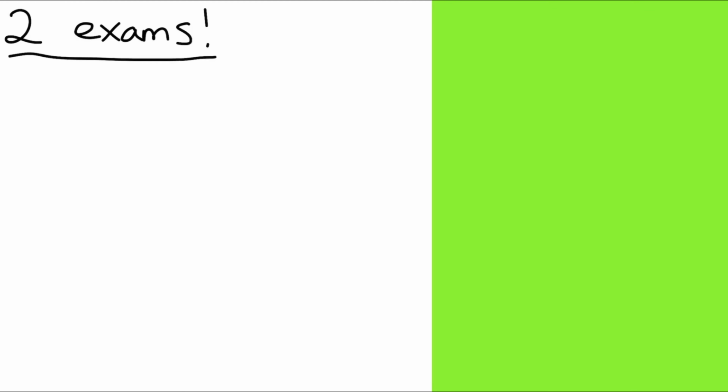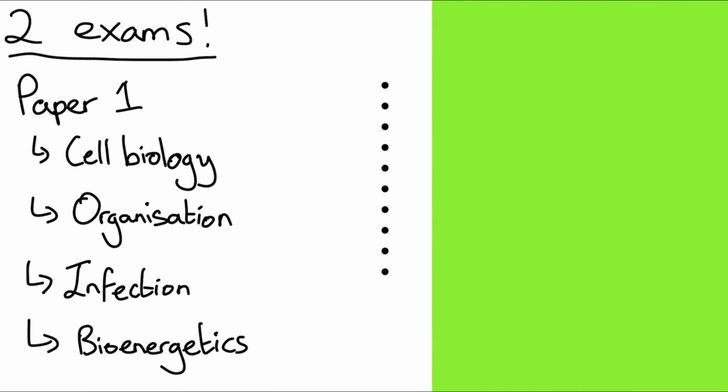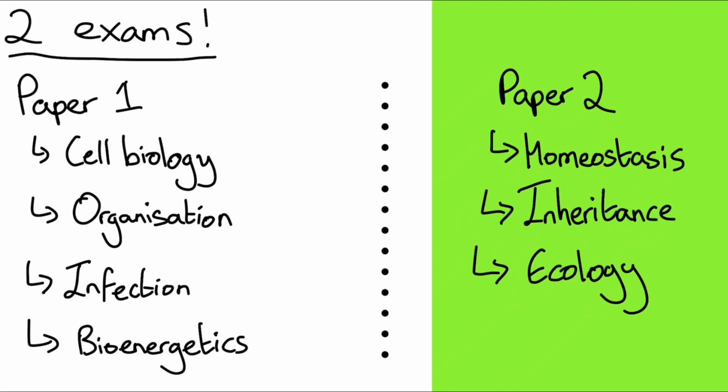So just as a reminder, here's how all the topics are split. You've got cell biology, organisation, infection response and bioenergetics that make up paper 1, and homeostasis and response, inheritance, genetics and evolution, and ecology that make up paper 2. Remember, each exam, if you're taking combined science, is an hour and a quarter long and each paper is worth 70 marks. And if you're taking triple science, each paper is an hour and three quarters long and worth 100 marks, just to make use of that extra content that you're doing over the year.